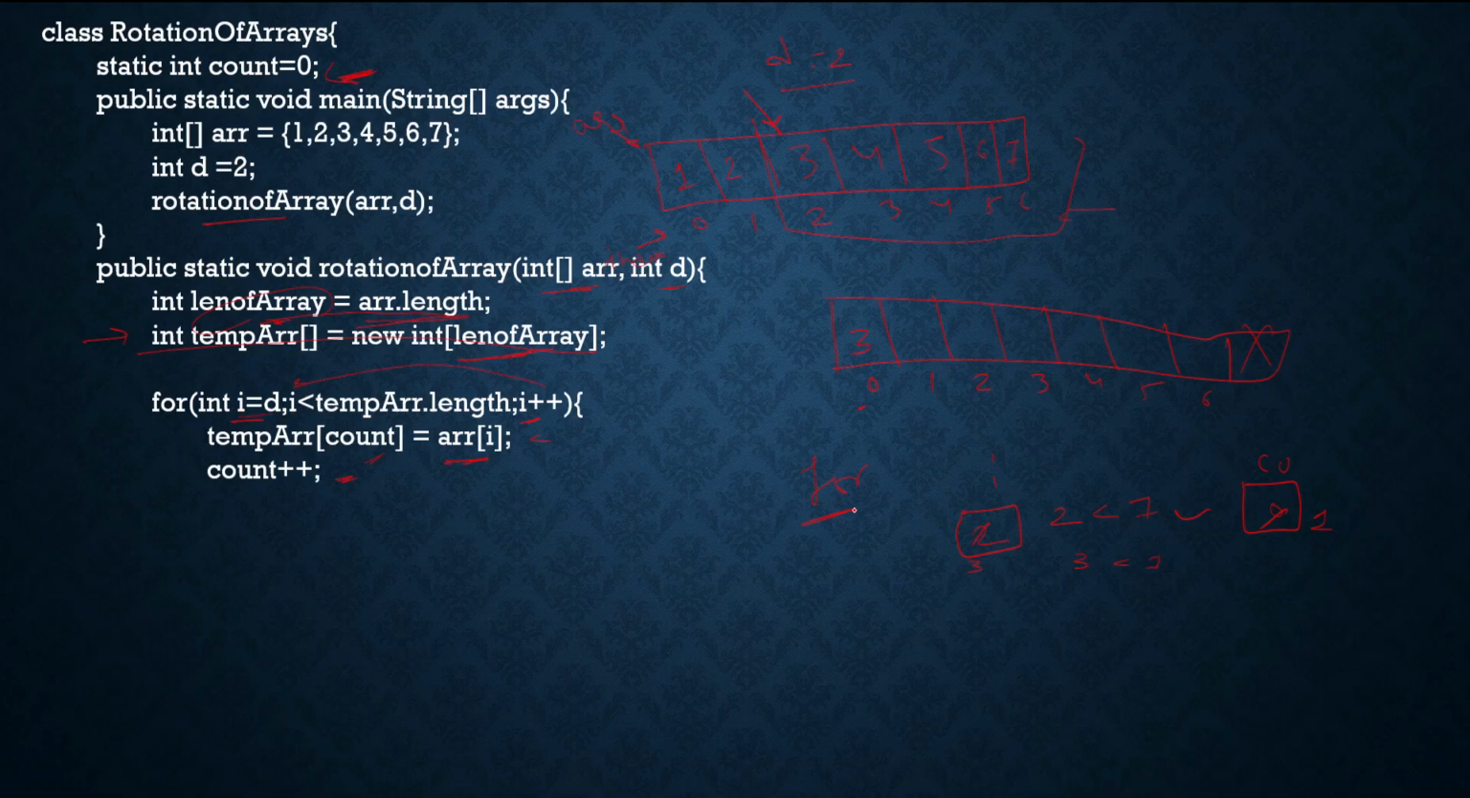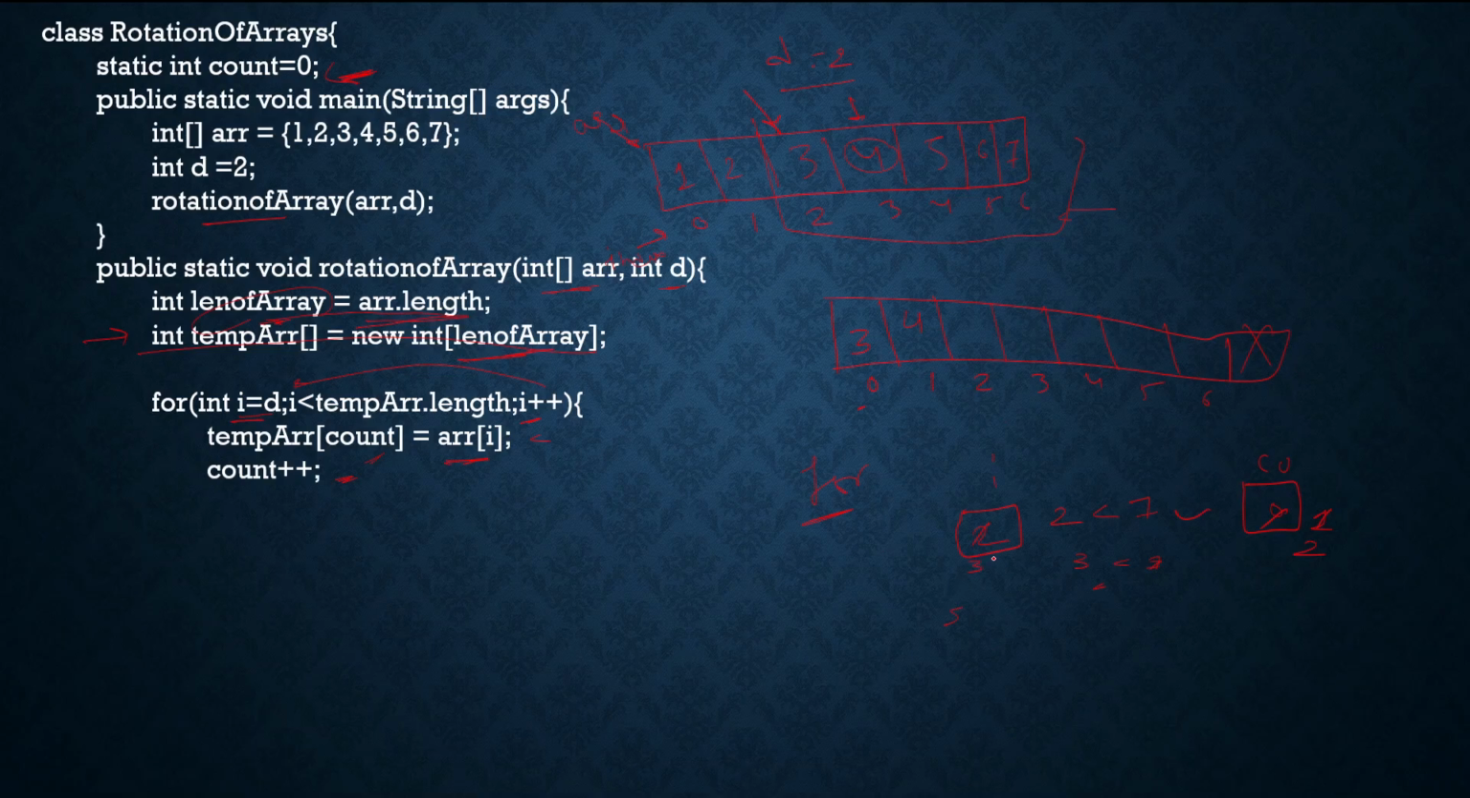Okay, let me put the value of 3 into I and compare I with this value. If this comparison has passed, then what do we have to do? We have to put the value of 3 into the temporary array, and we will increase the count. Okay, count has been increased.